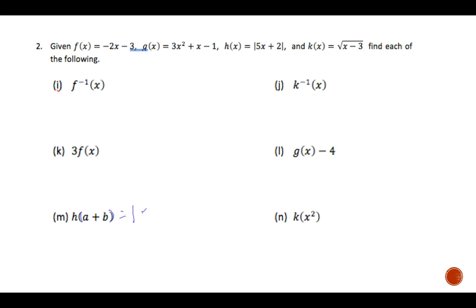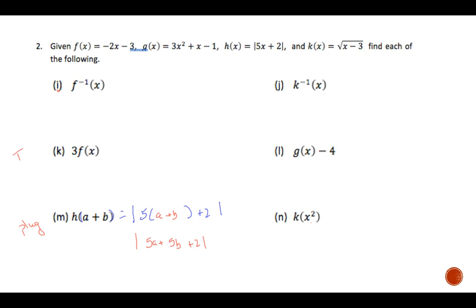So I say absolute value of 5 times X plus 2, close absolute value, and in the parentheses, instead of X, I put A plus B. Clean it up a little, and you'll be done. Done. Okay, go to K, instead of X, put X squared. So these ones are plug and chug.